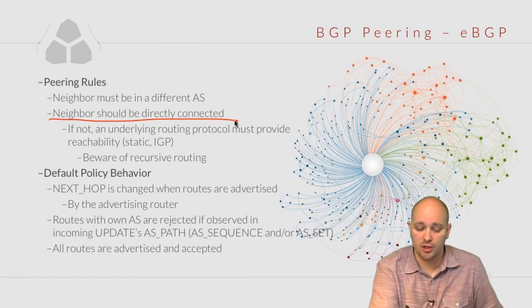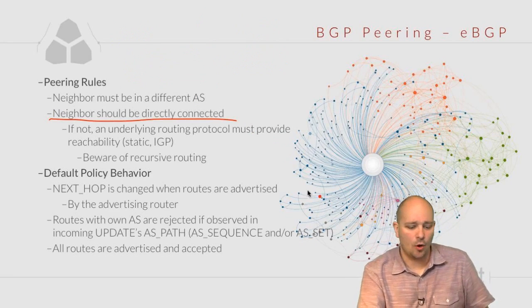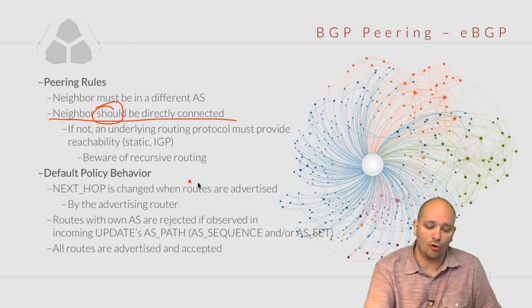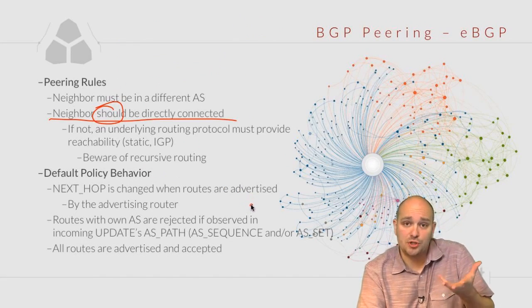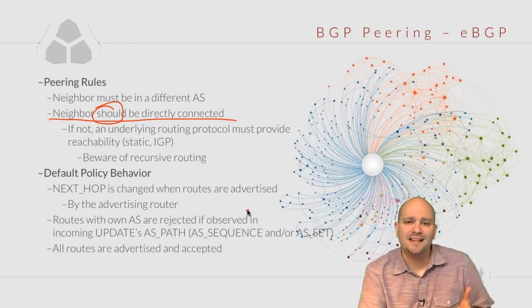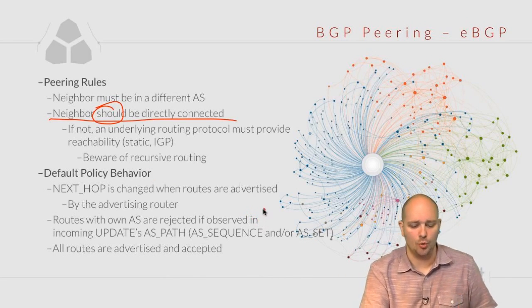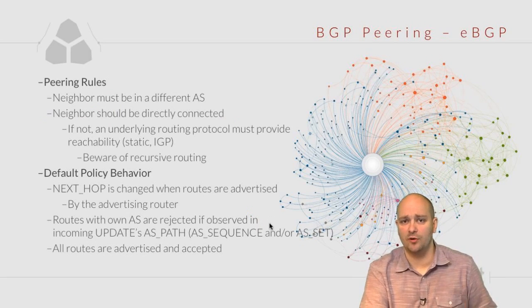Neighbors should be directly connected. Now, please take note of "should." This means that this is presumed default behavior, but it doesn't have to be this way. We can have external peering between neighbors that are not directly connected. However, if this is true, there are some configurations, some extra steps that need to be taken.